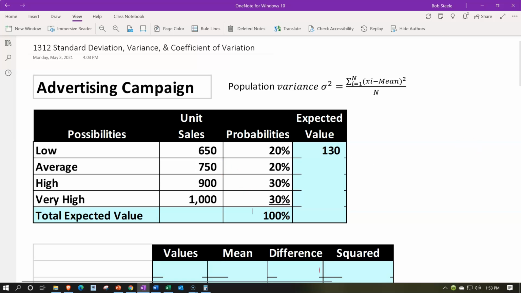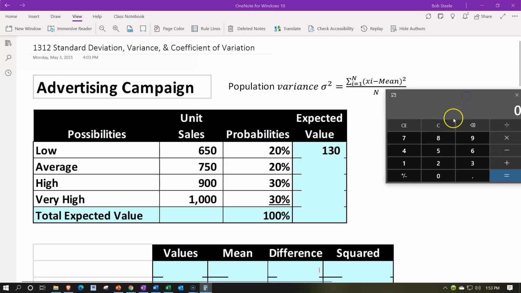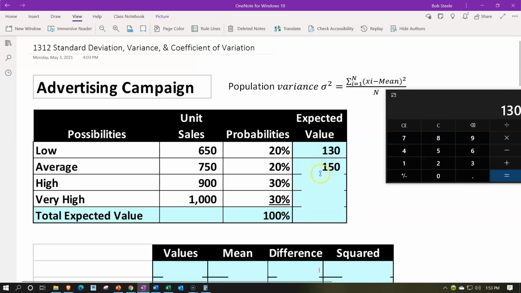So then we'll just simply take the 650 times the 20%. So let's just do one of them. 650 times the 0.2, 20%, is the 130. The 750 times the 20%, 150. 900 times the 30%, 270. And then the 1,000 times the 30% is the 300.